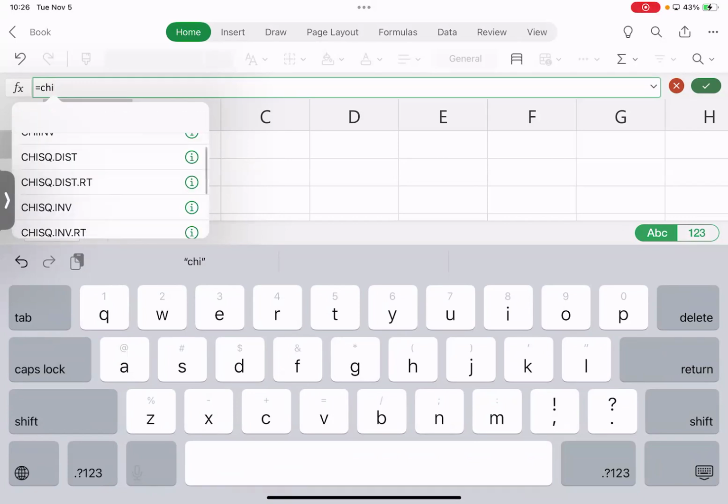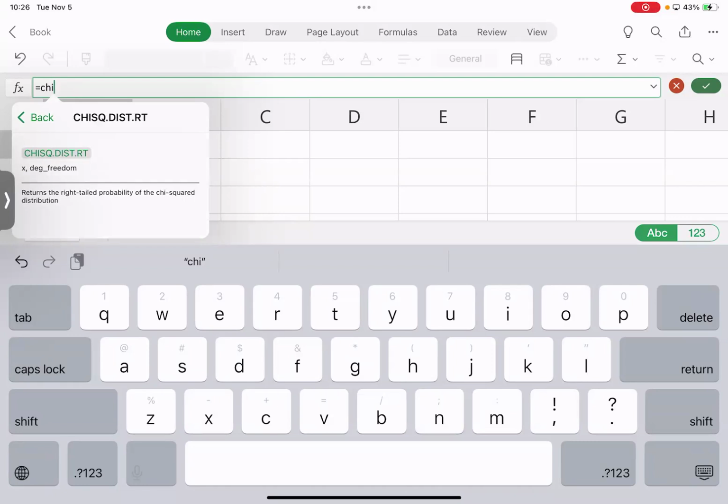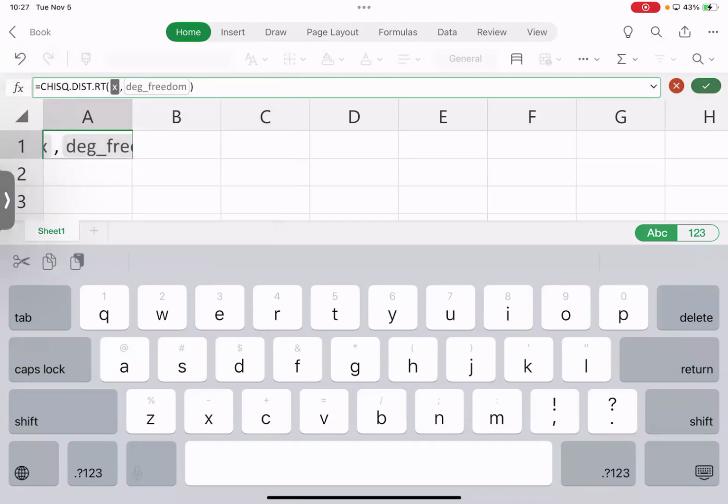But if I go back, another beauty caught my eye here. What's this chi-squared dot dist dot rt? Right-tailed, probably. Now it returns the right-tailed probability of the chi-squared distribution, which is actually the one I want. So let's try that. It only requires x, so your chi-squared calculated, and the degrees of freedom, and then it just knows that you want the whole area. That's going to be the same as 1 minus chi-squared dist of x with the degrees of freedom, cumulative equals true, right? But I think this is a lot easier, so I'm going to go for it.